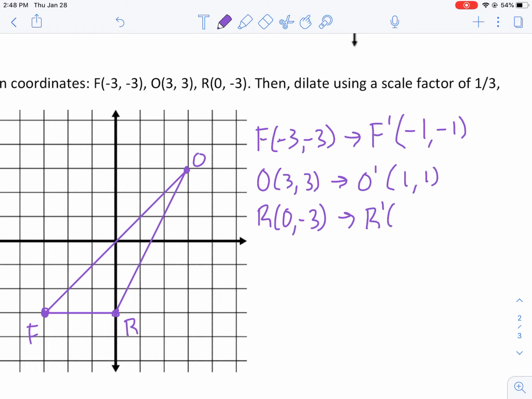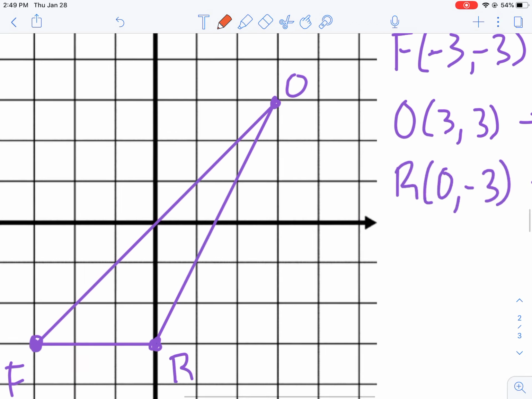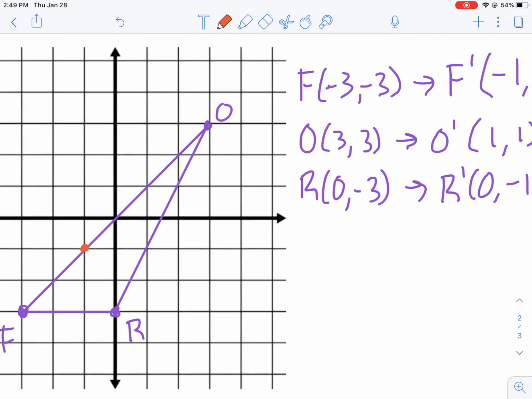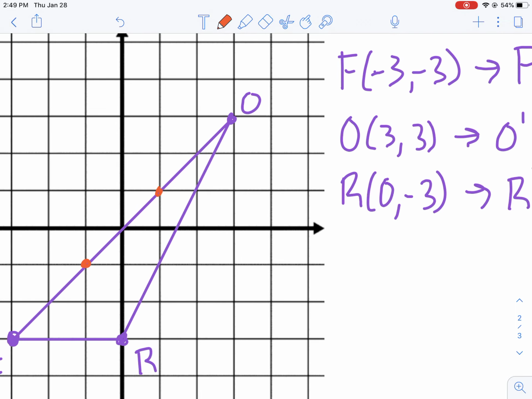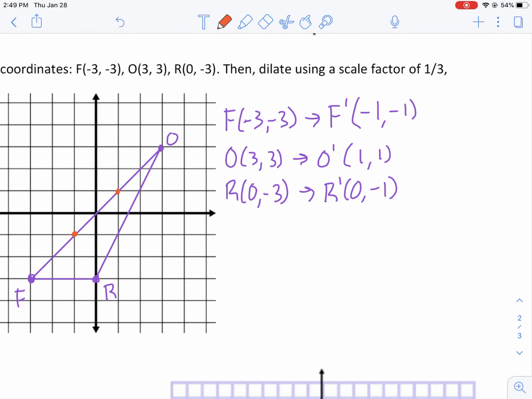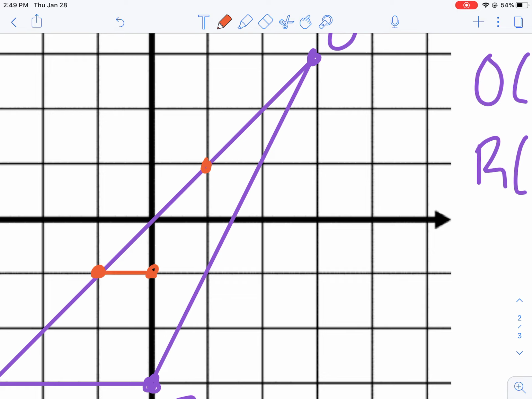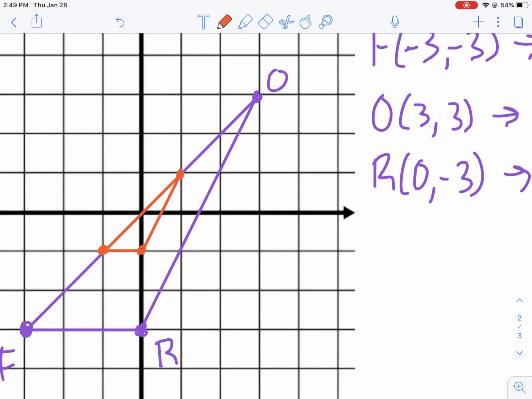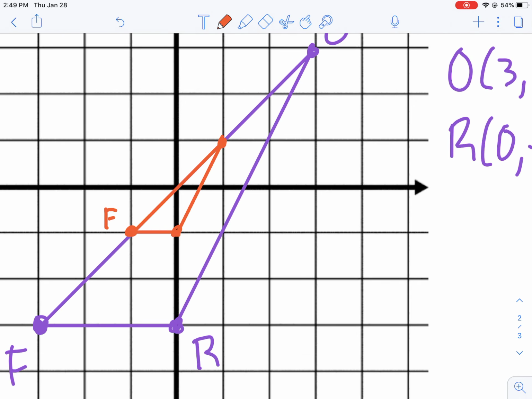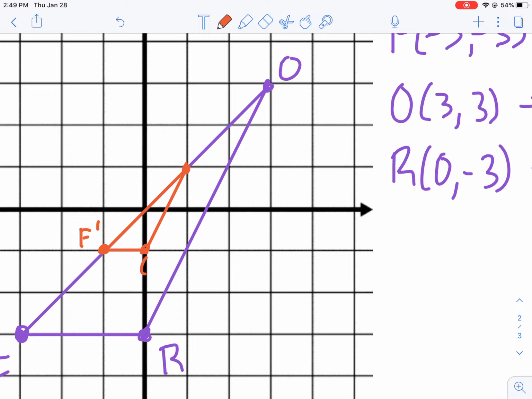And then R prime, so 0 divided by 3 is still 0, all right? And -3 divided by 3 is -1. So our new shape will be at these points. We've got -1, -1. We've got 1, 1, and we've got 0, -1. So this one's clearly much smaller, right? All right, so there's our new shape. So that's how you do a dilation. That is a reduction, okay?